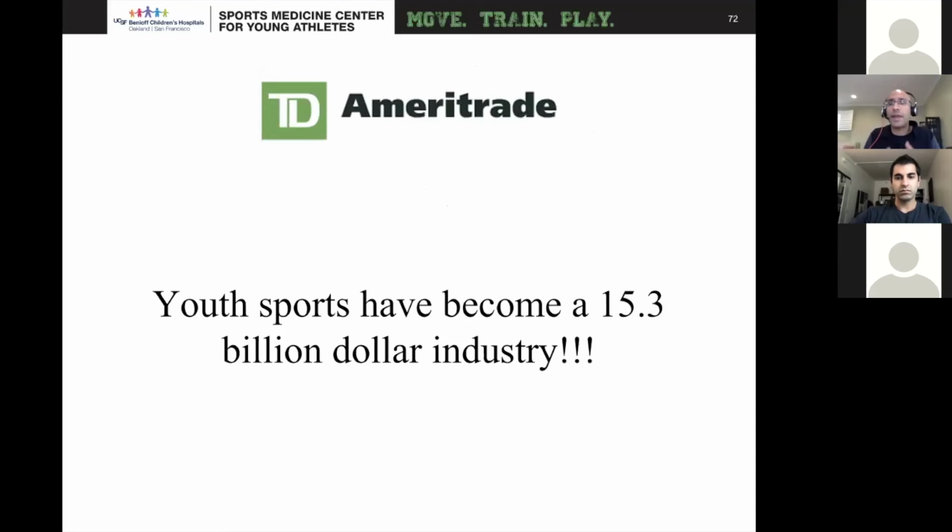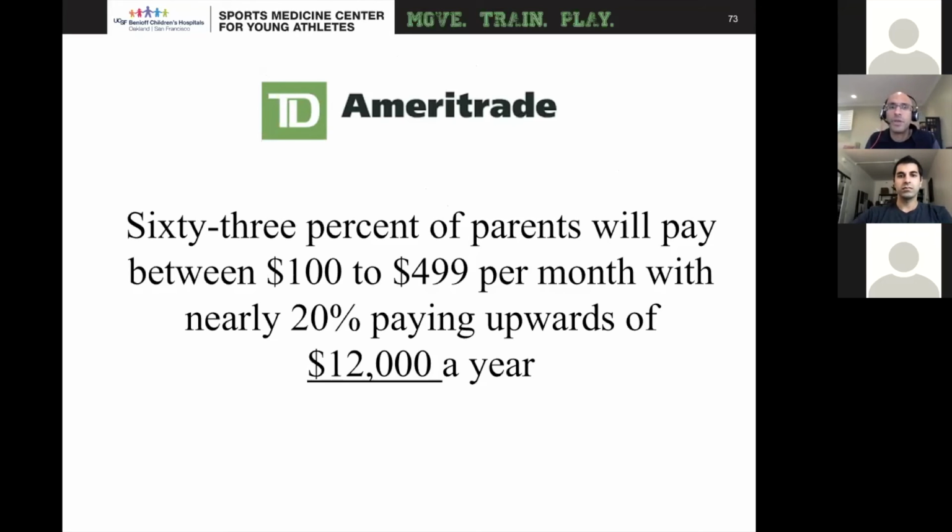If you actually look at how much money is involved in youth sports, and this actually was $18 billion the year before COVID, I mean, that's a tremendous amount of money that goes into it. And for a lot of parents, it then becomes very expensive. And you look at the actual data, 63% of parents will pay between $100 to $500 per month, with 20,000 paying upwards of $12,000 a year. I mean, that's a tremendous amount of money.